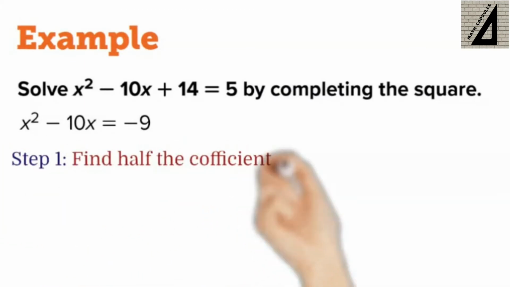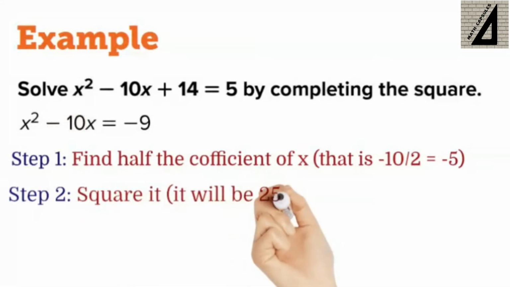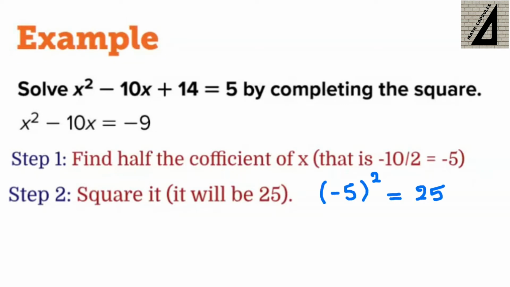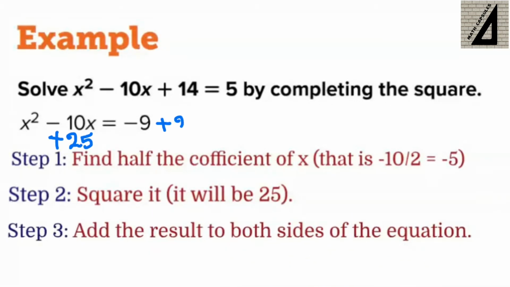Step 1 is find half the coefficient of x. The coefficient of x here is negative 10. Half of negative 10 is negative 5. Step 2 is square it. So negative 5 power 2 is 25. And step 3 is add the result to both sides of the equation. So we're going to add 25 to both sides of the equation as follows.